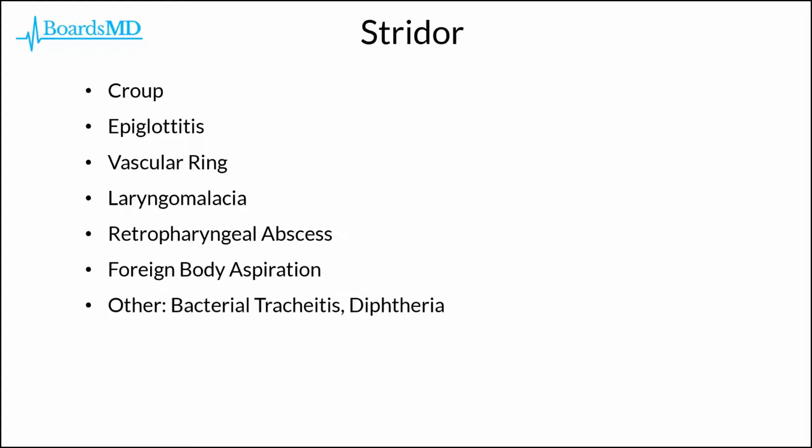Pictured below, we have the highest yield conditions that are likely to show up on your USMLE, as well as the pediatric shelf examination. These include Croup, Epiglottitis, Vascular Ring, Laryngomalacia, Retropharyngeal Abscess, foreign body aspiration, as well as some other conditions that we will discuss briefly, including bacterial tracheitis and diphtheria. And really the key that you want to pick up in all of these conditions is how to differentiate them from one another, as well as how to work up and manage these conditions.